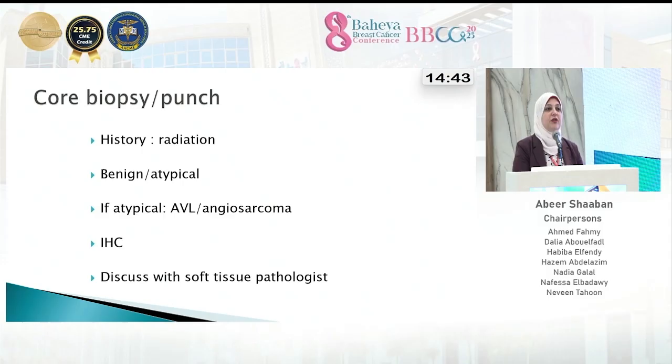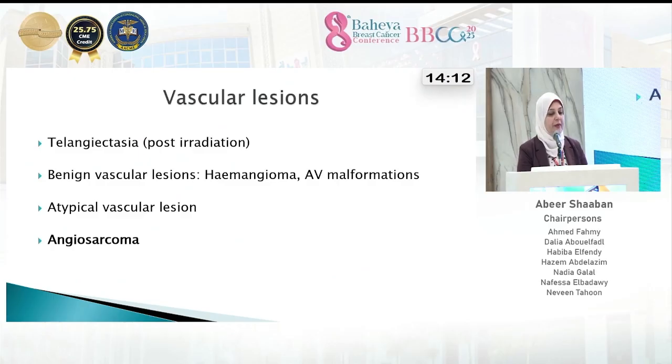It's important to look for a history of radiation, and classify into benign or atypical. If atypical, particularly after radiation therapy, we would be thinking, is it an atypical vascular lesion or is it a well-differentiated angiosarcoma? Tricky, important, because once we say it's angiosarcoma, the whole breast extended mastectomy is done. Immunohistochemistry can be helpful, and discussion with the sarcoma pathologist as well.